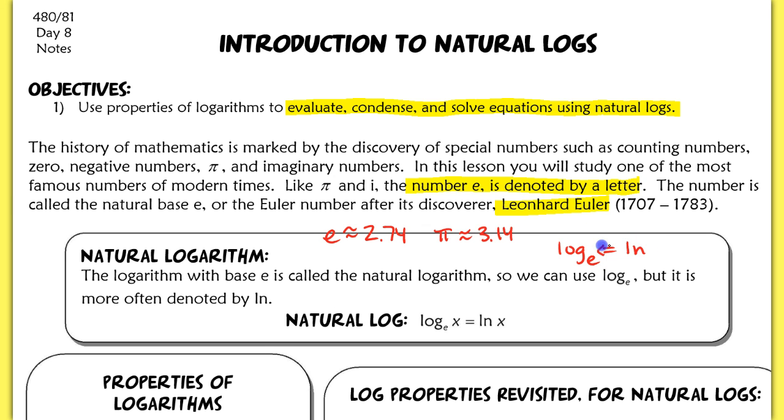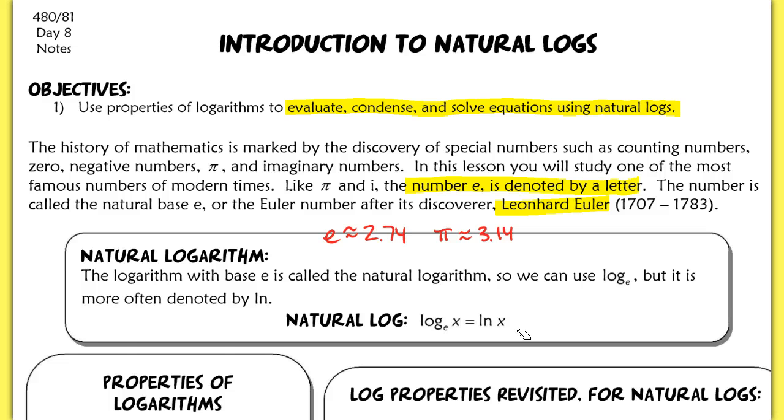So these actually mean the exact same thing, but you're going to typically see this notation, the natural log, written as ln. So the natural log of x is equivalent to log with a base e of x, which means that it's just the log with a base of approximately 2.74. Okay? So don't get confused, it's just a different notation than what we've seen prior to this.